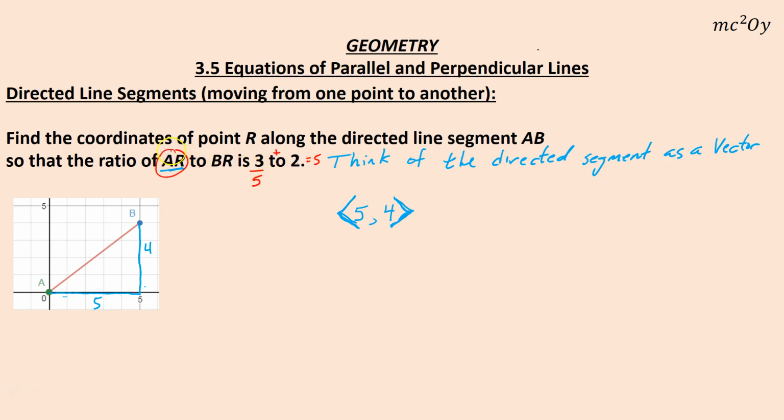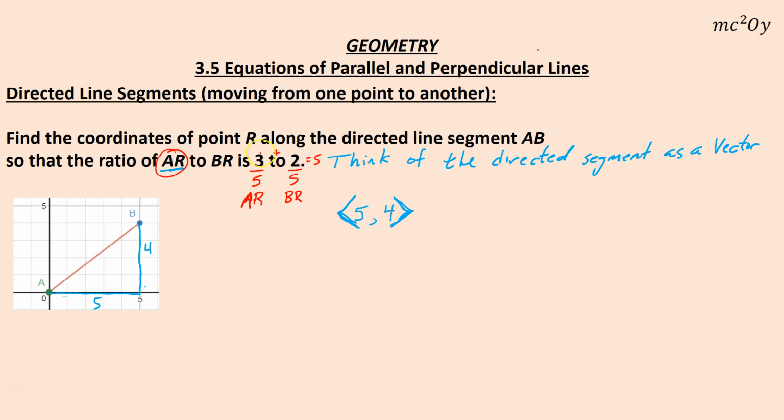So the AR goes first. And then we have the BR. The BR is going to be the 2 out of 5. So 3 out of 5 of those pieces is going to be AR. 2 out of 5 of those pieces is going to be the BR. Okay? And really, you just set up your ratio here. 3/5. So I'm going to always start with my farthest left point. So in this case, A, like I'm reading the graph from left to right.